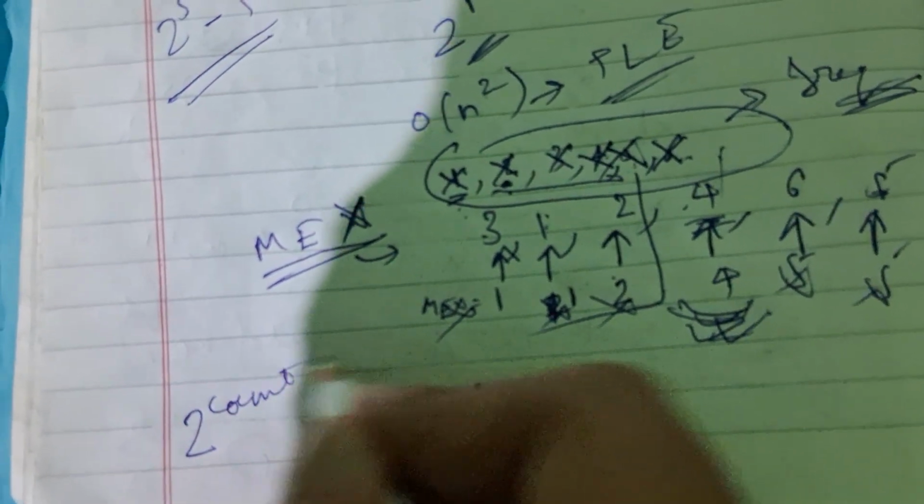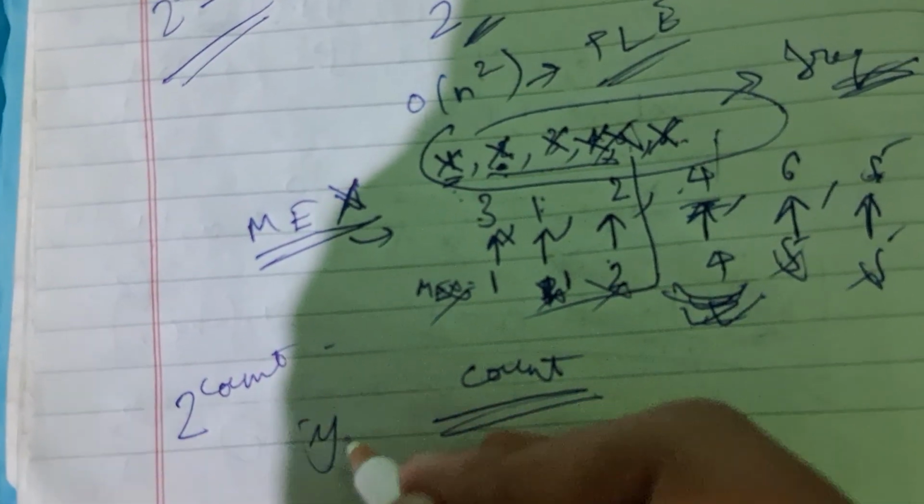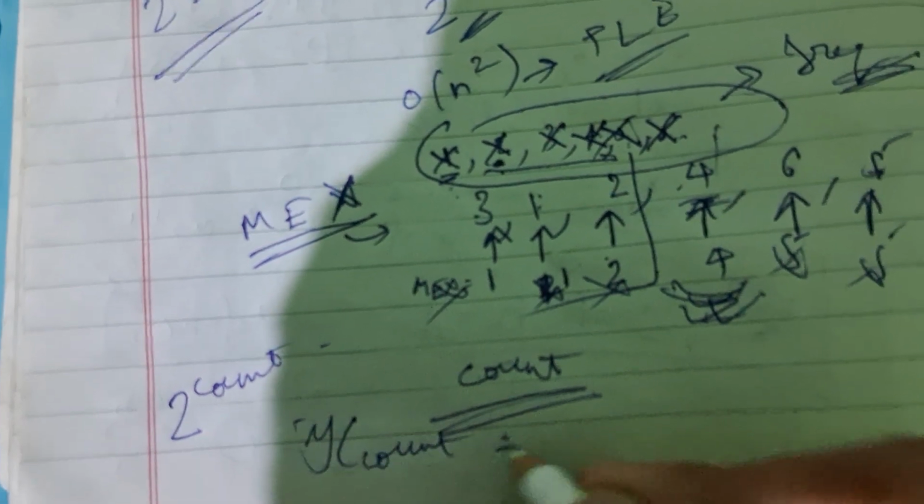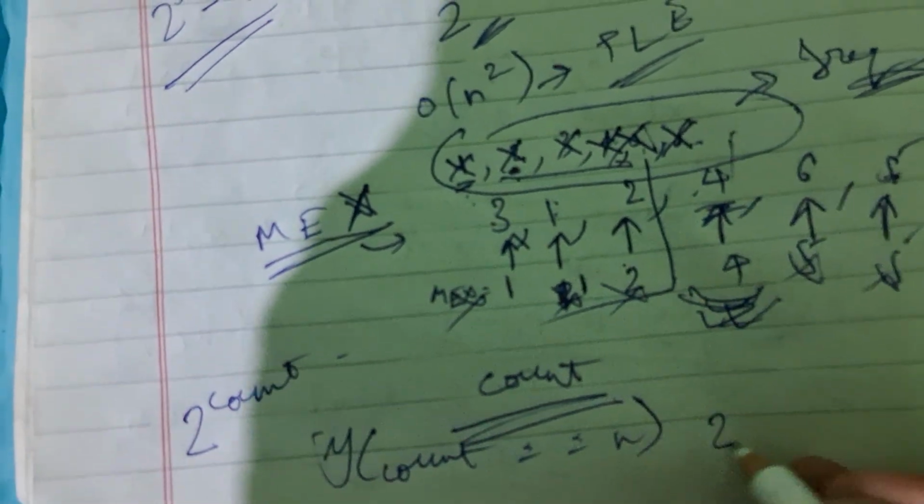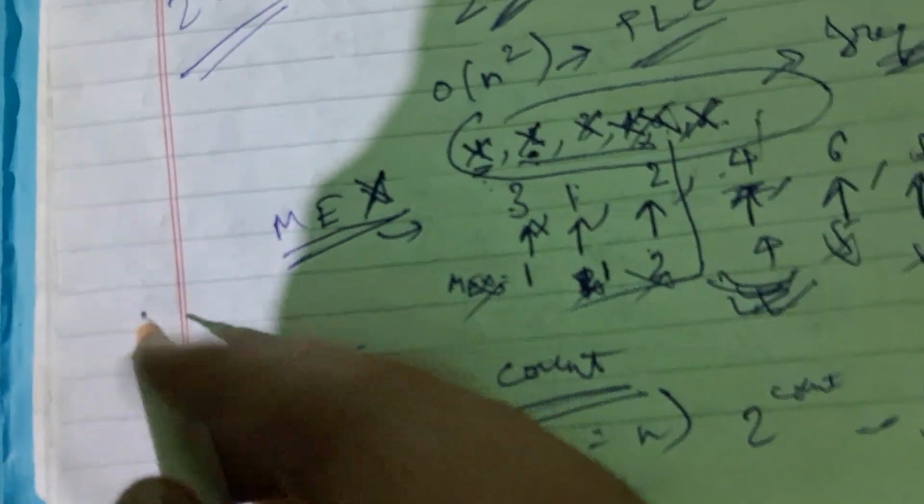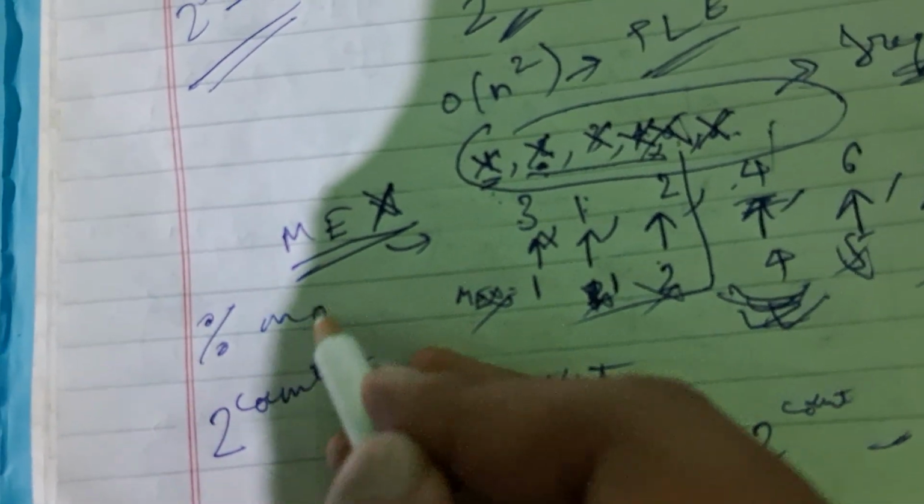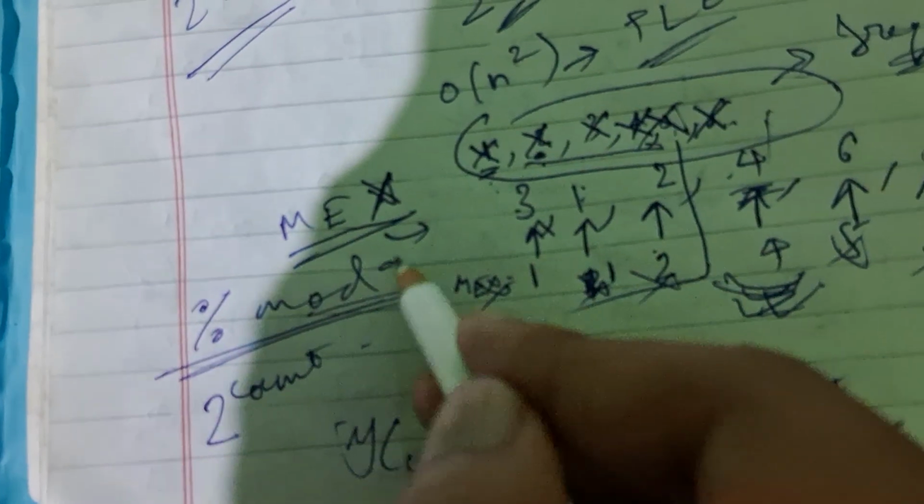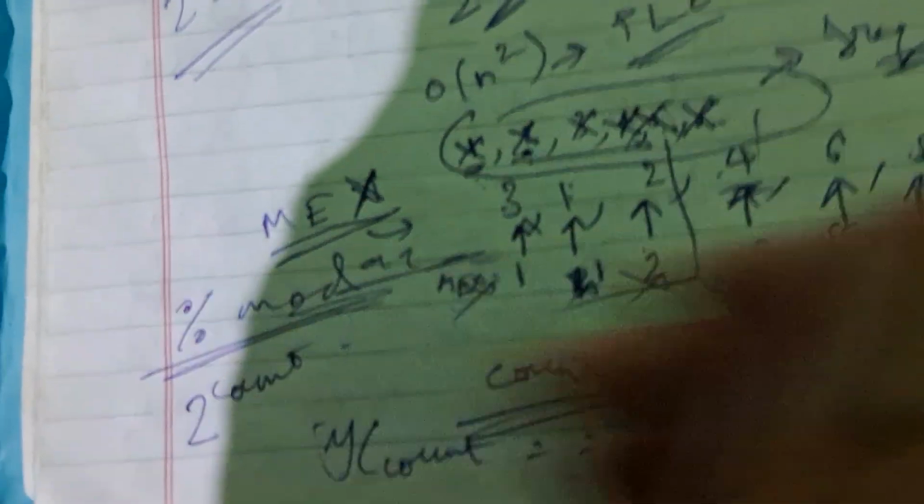So we can print 2 to the power count. But remember one thing: if count is equal to n, then the answer would be 2 to the count minus 1. And don't forget to take the mod, whatever that was, 9 9 something. I don't remember. So that's it.